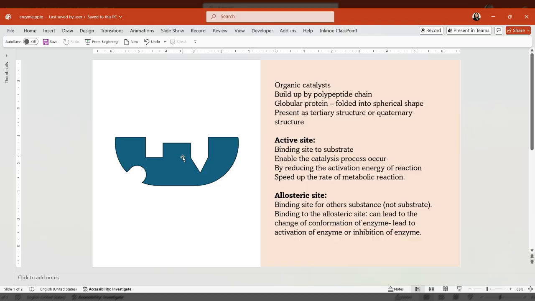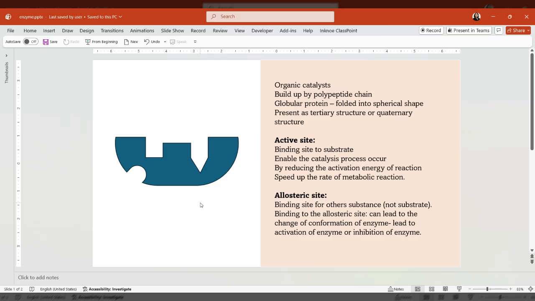Active site is the binding site specific to bind with substrate. It is the part where the enzyme binds with the substrate and enables the catalysis process by reducing the activation energy of the reaction, resulting in the speed up of the rate of the metabolic reaction catalyzed by the enzyme itself. Allosteric site, which is this part of the enzyme, is the binding site for other substances, not including the substrate. The binding of a substance to the allosteric site normally leads to a change of the conformation of the enzyme or the active site.